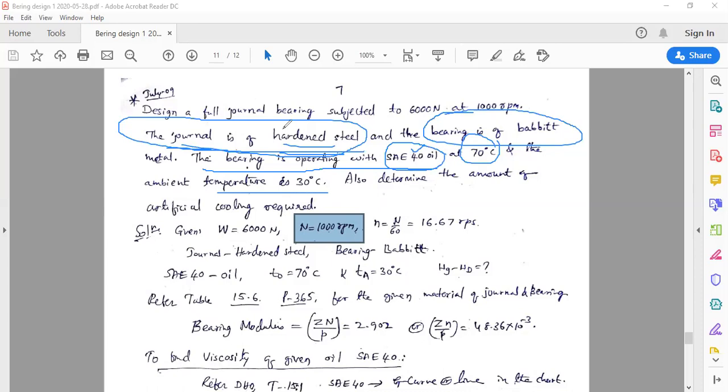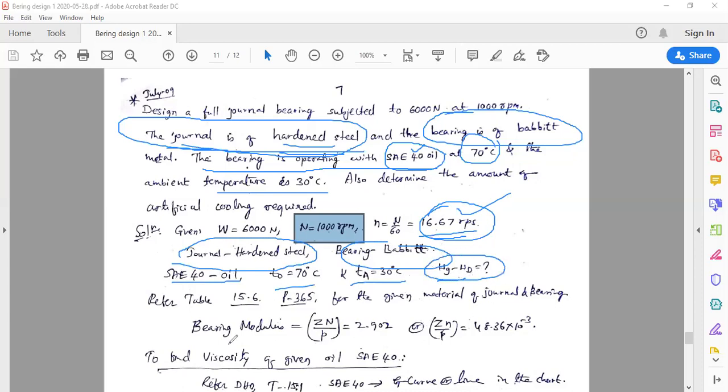So this is not a specific or application oriented problem, but a particular problem to calculate the amount of artificial cooling required. These are the informations which are listed here. Small n is RPS, so capital N divided by 60 is 16.67 RPS. The journal material is hardened steel, and the bearing material is Babbitt. The oil is SAE 40, for which the operating temperature is 70 degrees centigrade, and the ambient temperature is 30 degrees centigrade.